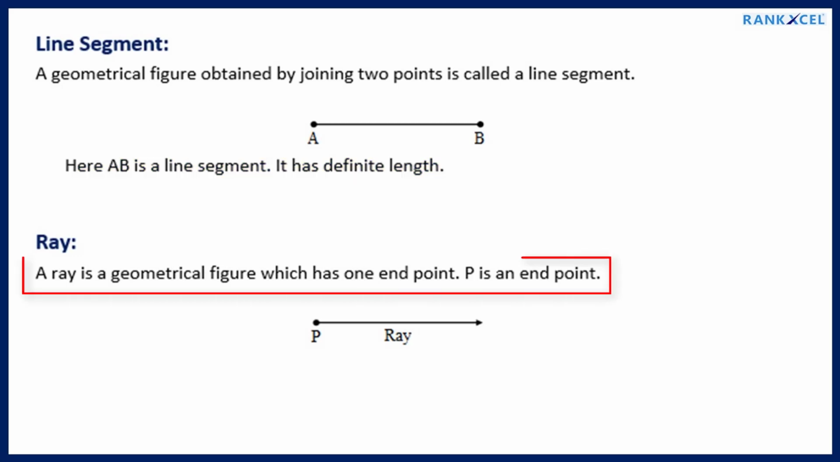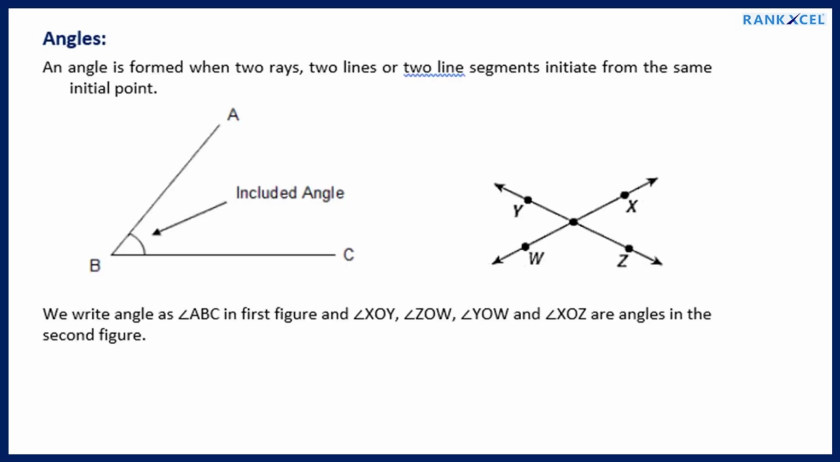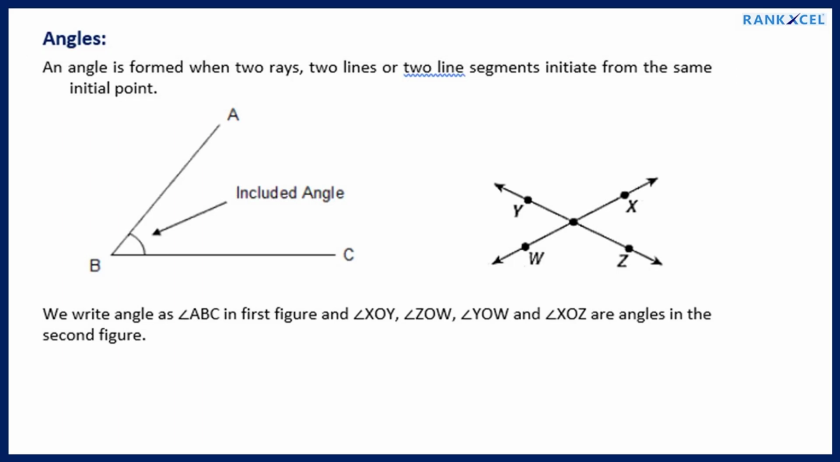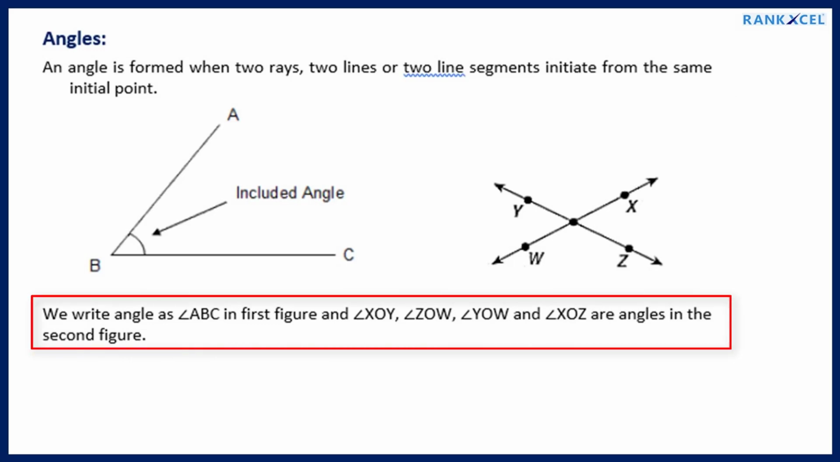Ray: a ray is a geometrical figure which has one endpoint. P is an endpoint. Angles: an angle is formed when two rays, two lines or two line segments initiate from the same initial point. We write angle as angle ABC in the first figure, and angle XOY, angle ZOW, angle YOW and angle XOZ are angles in the second figure.